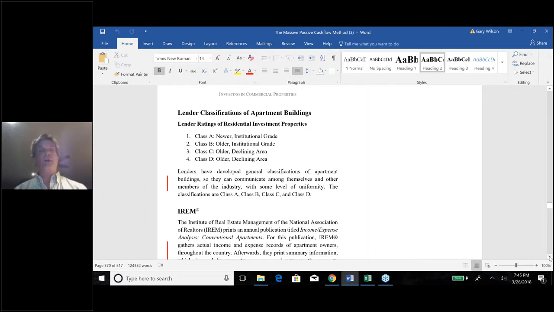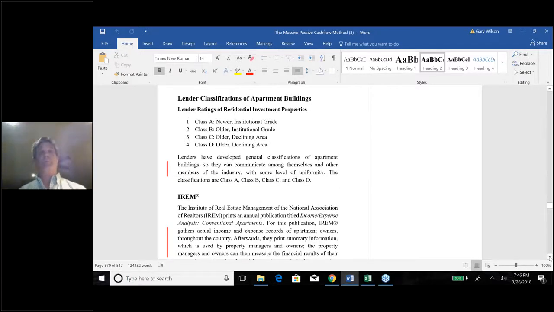First things first. We use these because this is what lenders use when they look at properties that they are going to be lending money on. We're asking them to make a loan on a property, where they grade them based on these classes right here.